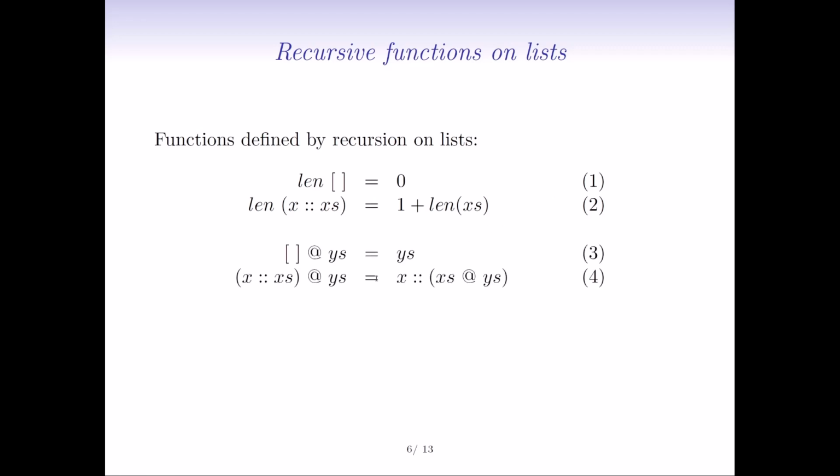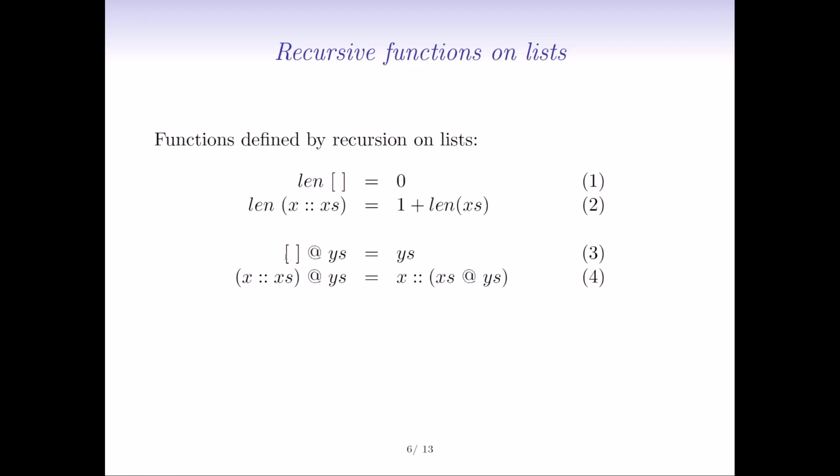The next function is going to be the append of two lists. It's supposed to take two lists and return the result of appending the second one onto the tail of the first. I'm writing it in fix, defining it by recursion on the first argument, quite similar to when we defined addition on the natural numbers.